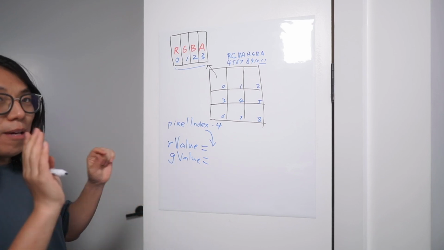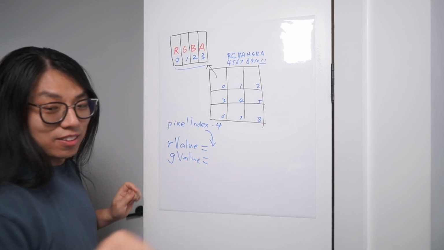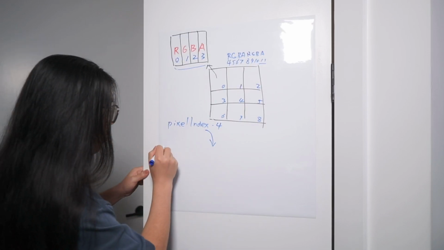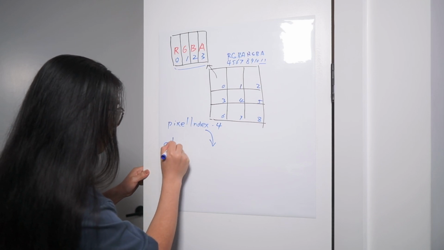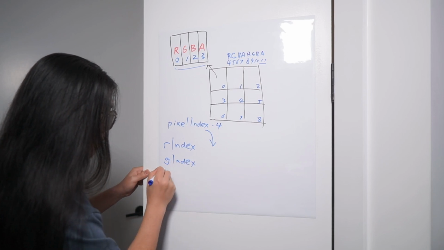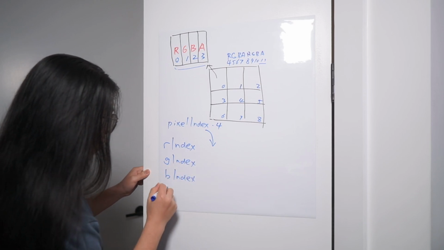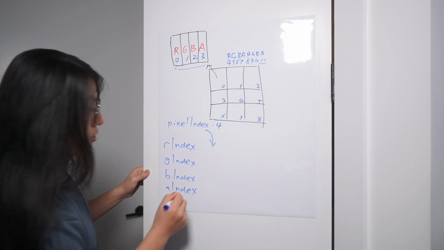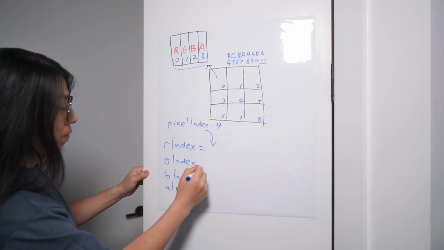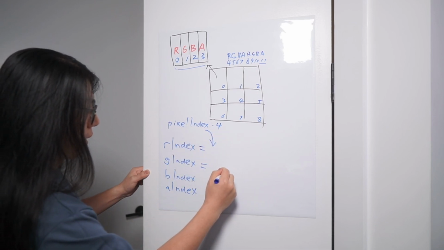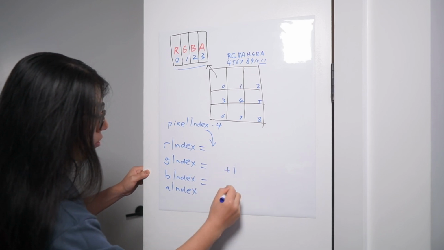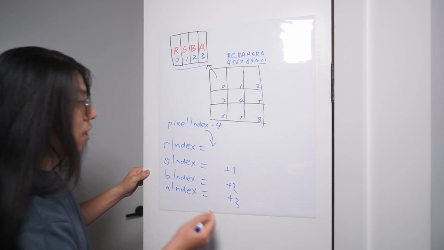Well, let me step back a little bit. This is not a value. This is actually the index. Let's call it index. So the R index, and then G index, B index, and A index. The first one is going to be pixel index times 4. The second one is going to be pixel index times 4 plus 1. This one is going to be plus 2. This is going to be plus 3. And that's how you get that.